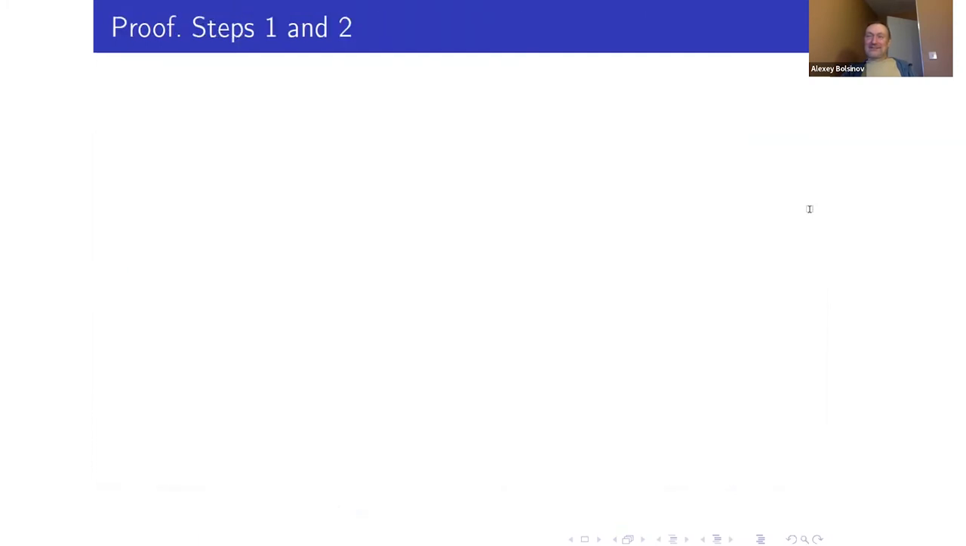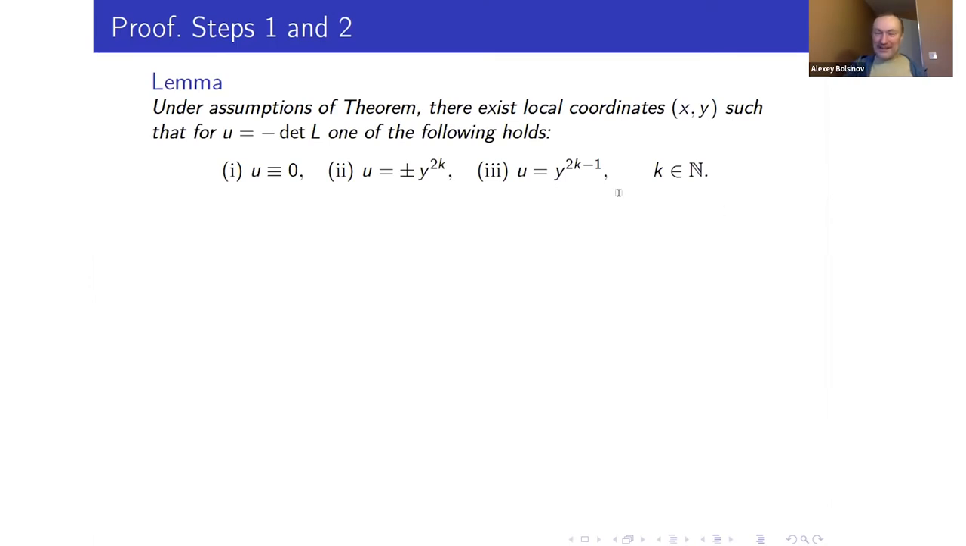This way consists of several steps, and the first is this result here. You can always find a coordinate system such that the determinant of your operator will be either identically zero or just a power of y, the second coordinate. And this is something surprising. By the way, this is true for GL regular operators in any dimension.